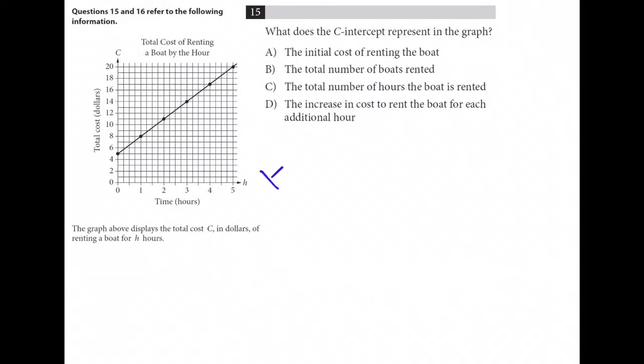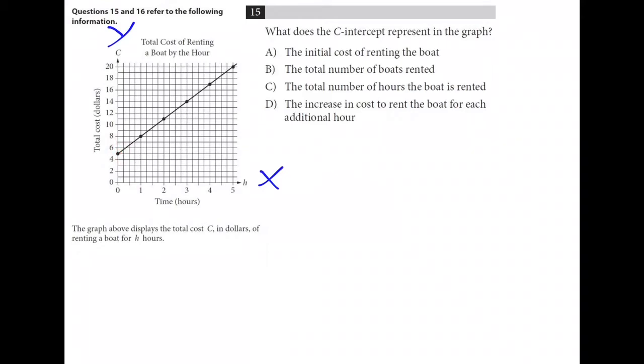Well, normally this would be our x-axis down here and our y-axis up here. So h would be equivalent to x, and time often is the independent variable. And c is equivalent to our y-axis. So when they talk about c-intercept, they're really asking for the y-intercept, which is another way of saying, where does this line cross the y-axis? Well, right here, 5.